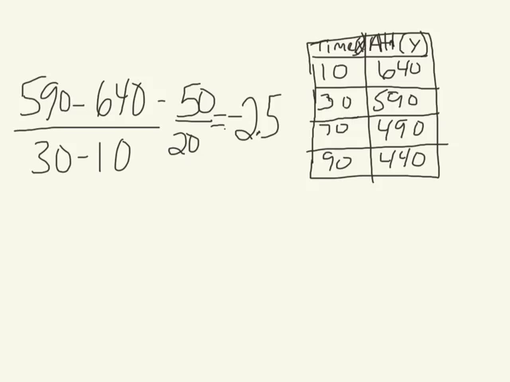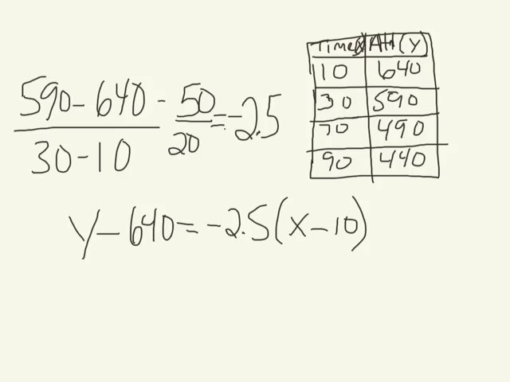Now, this slope is telling us that we have a negative slope, which makes sense since the balloon is descending, it's going down. Now we can take our slope, which is negative 2.5, and plug it into our point slope form to create our equation. So, if we had y minus 640 equals negative 2.5 times x minus 10, we have successfully put that into the point slope form.